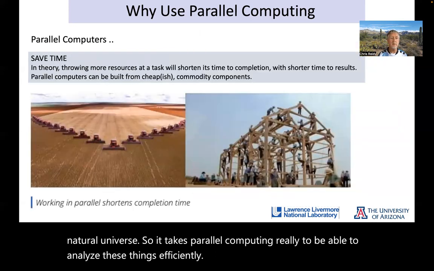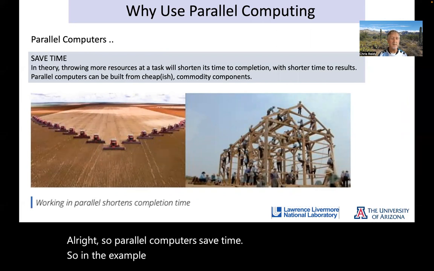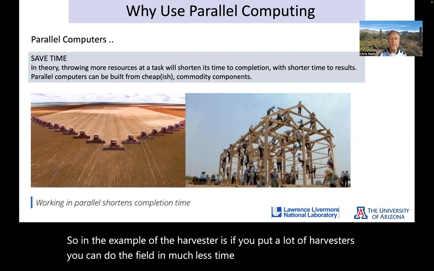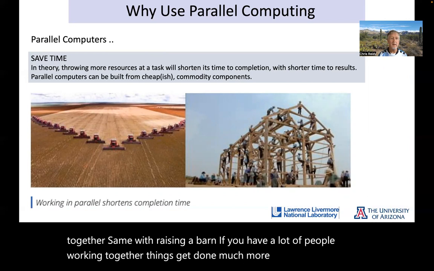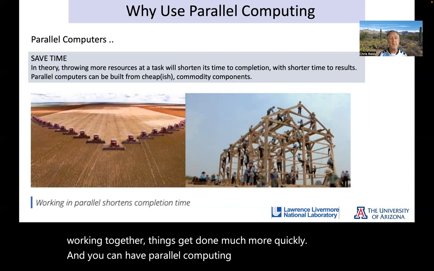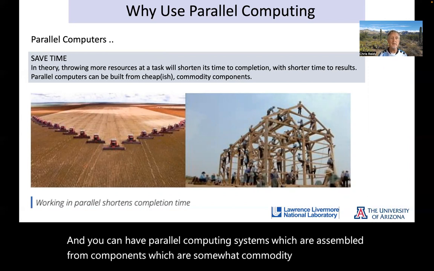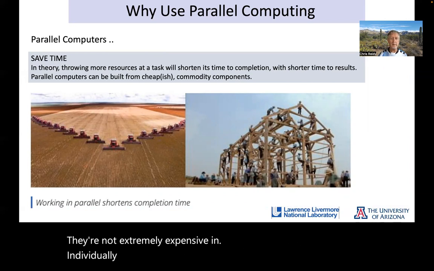All right, so parallel computers save time. In the example of the harvesters, if you've got a lot of harvesters, you can do the field in much less time because they're all working together. Same with raising a barn. If you have a lot of people working together, things get done much more quickly. And you can have parallel computing systems assembled from components that are somewhat commodity oriented. They're not extremely expensive individually, but they are worth a lot when they're all put together.